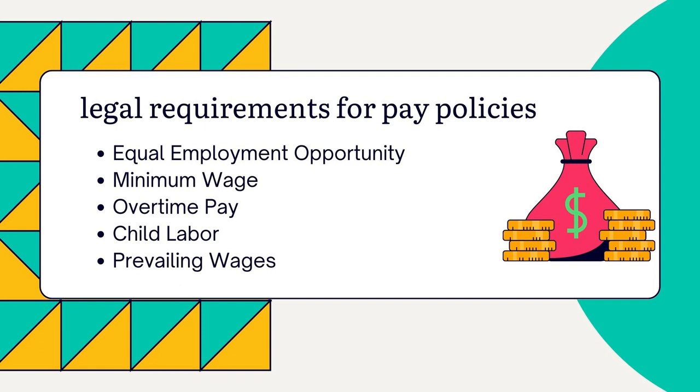Third is overtime pay. The overtime rate under the FLSA is 1.5 times the employee's usual hourly rate, including any bonus and piece rate payments, the amount paid per item produced. The overtime rate applies to the hours worked beyond 40 in 1 week.